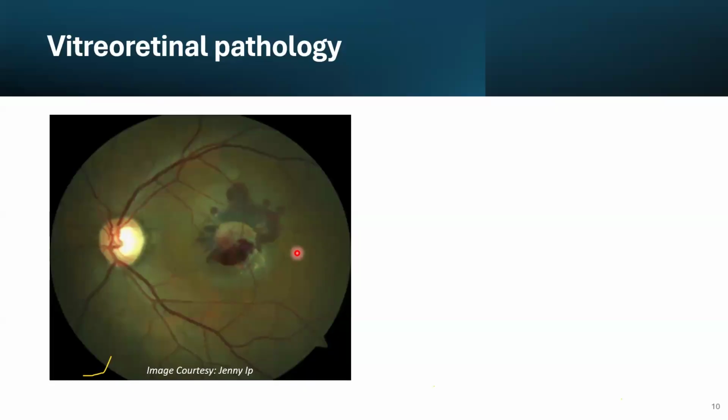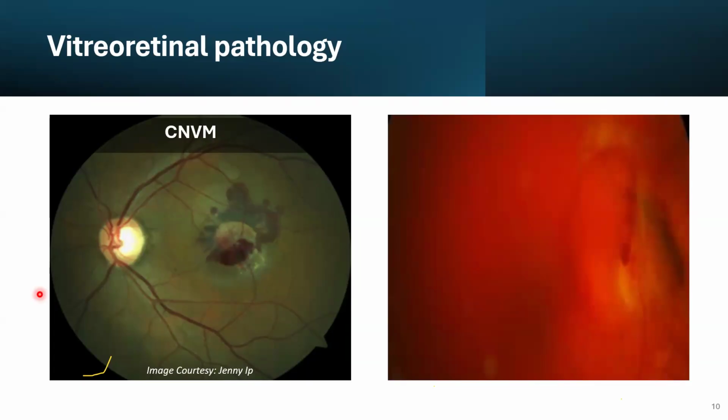Okay. You can see a retinal pathology, a subretinal hemorrhage here, and also intraretinal hemorrhage. And this is called choroidal neovascular membrane. Another example is a vitreous pathology, which is called vitreous hemorrhage. Excellent, the one who answered vitreous hemorrhage, yes. So the first example was CNVM, and the second example was vitreous hemorrhage.